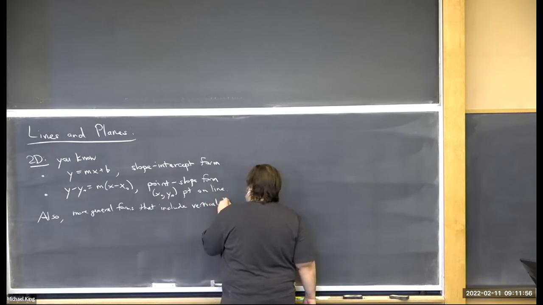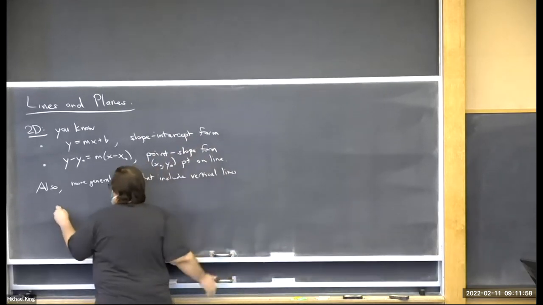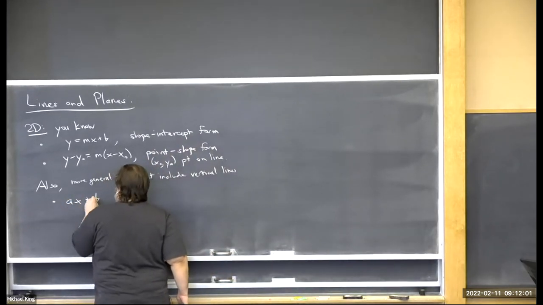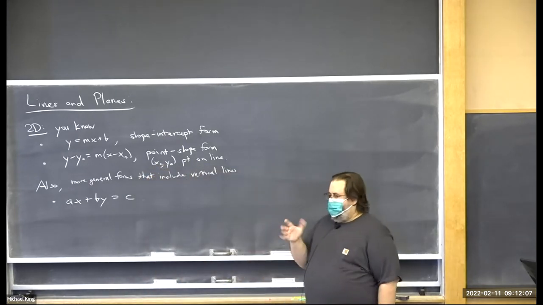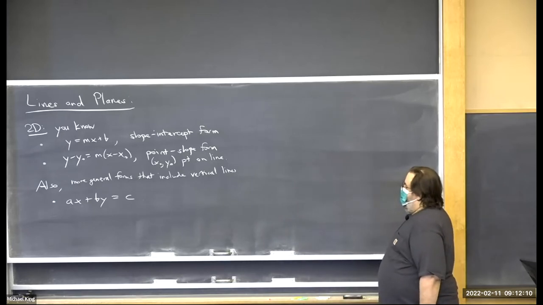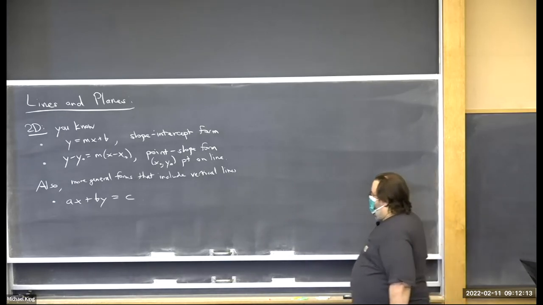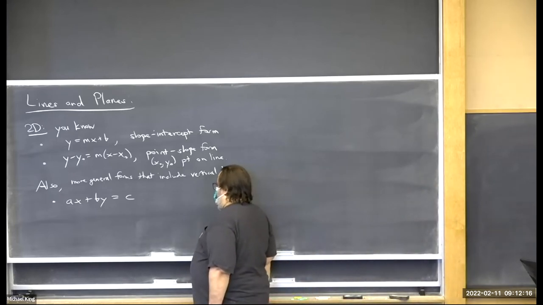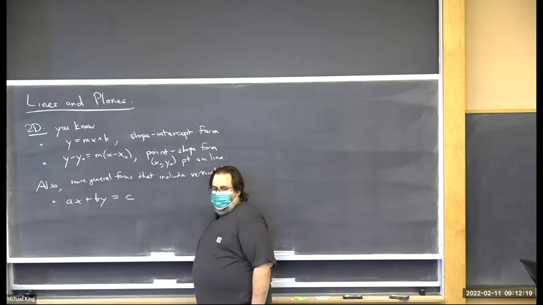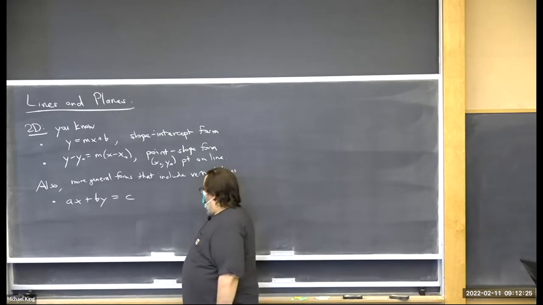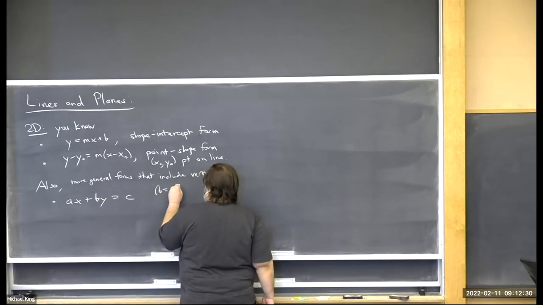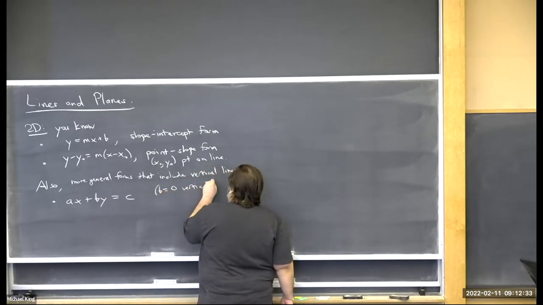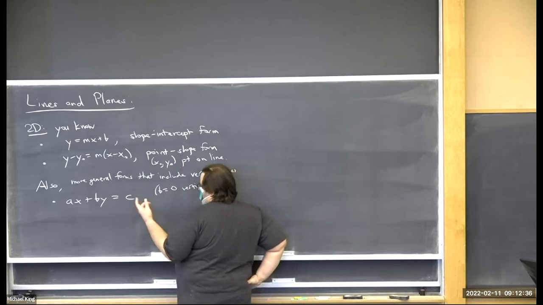So the easiest one is just to say something like the following. Ax plus by equals c. It's nice because it's symmetric in x and y. Like if you switch x and y, they don't change. So for example, here, what's the equation for a vertical line in general? X equals constant, right? So here, if b is 0, then I get vertical lines. A equals 0 would be a horizontal line.